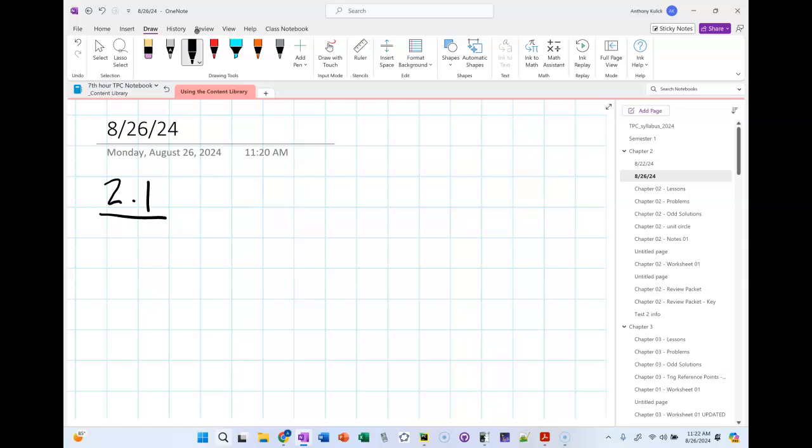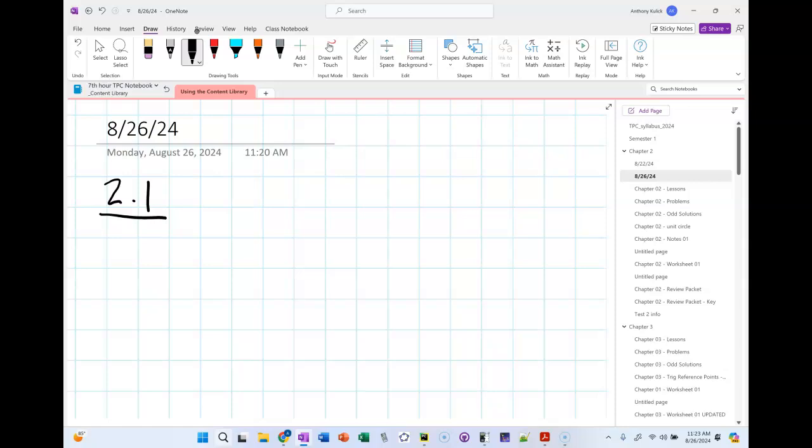All right. So today, 2.1, we're going to talk about the idea of a radian. When we describe an angle and we want to measure that angle, typically we use degrees, right? You know, it's 45 degrees or 30 degrees or 18.6 degrees. But that's not the only way we can measure an angle. There's another measurement that we use called a radian.